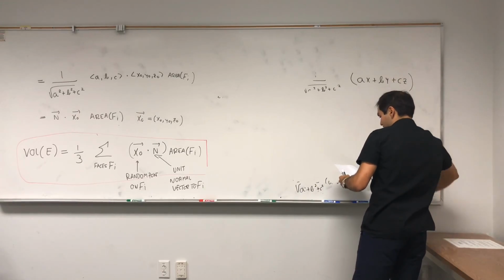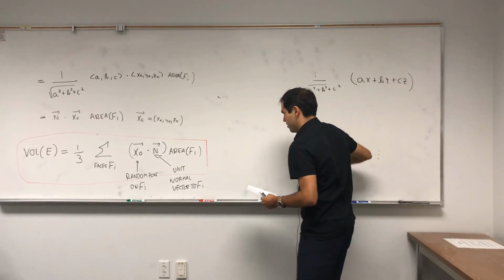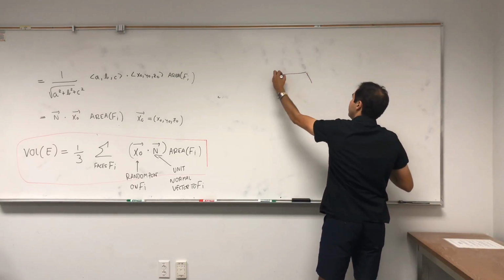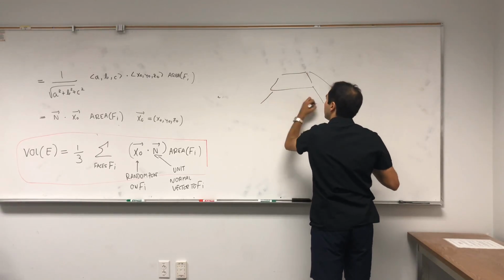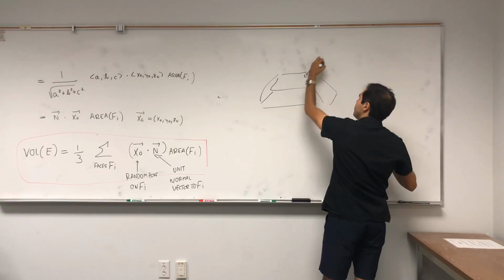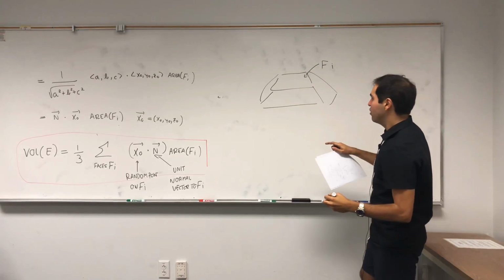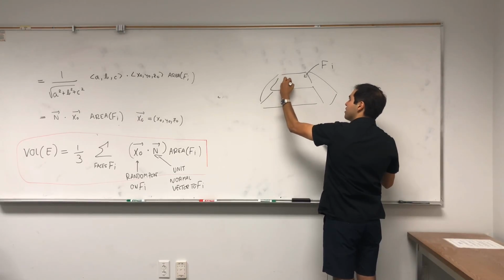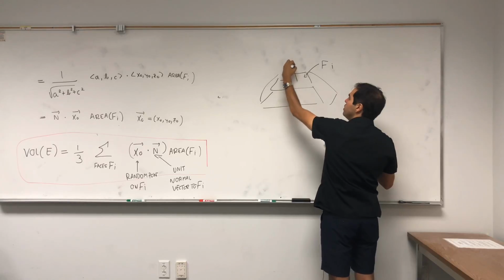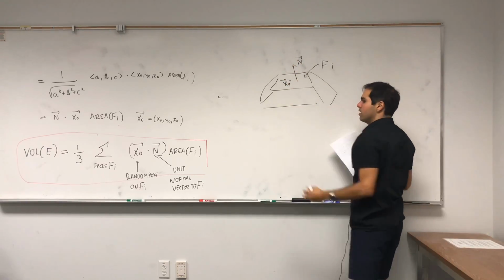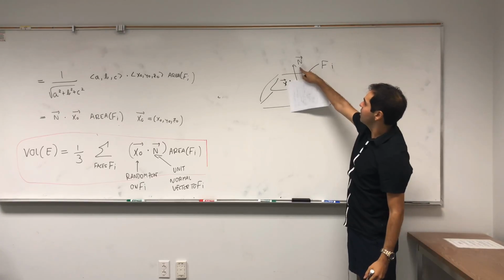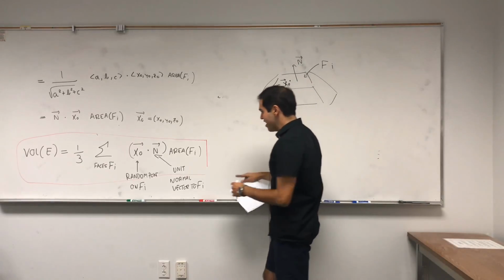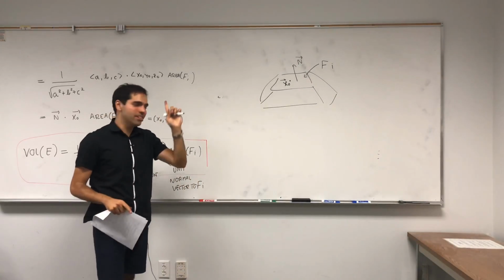So the picture is as follows. Again, we have a polyhedron. And suppose this is a face Fi. To find the volume, for each face, you pick a random point, x naught, and you find a unit normal vector, n, and you just dot x naught with n, and you multiply it by the area of Fi. And very important, make sure that the n points outwards.